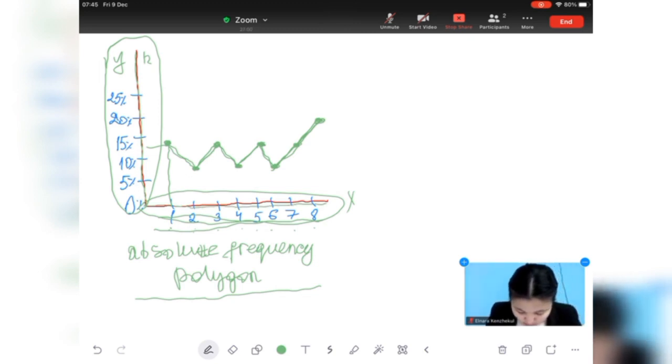Third, draw points with coordinates x, n. And we have determined the points x, n. Fourth, connect the dots with segments.